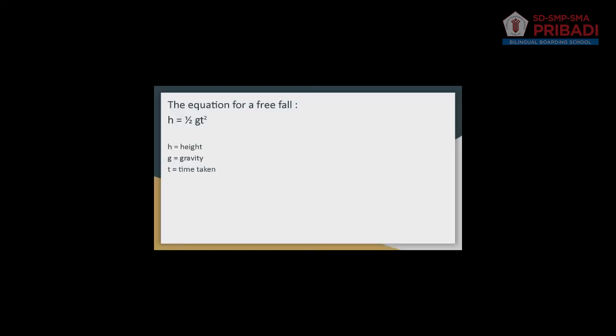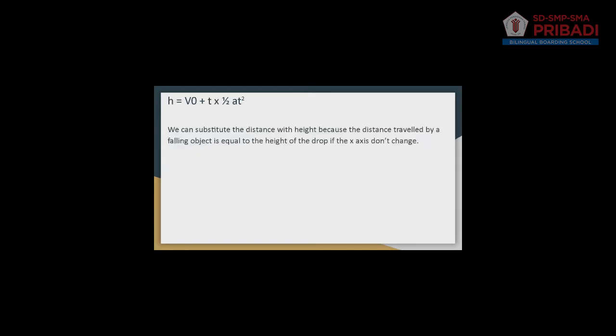Now let's look at the equation for freefall, which is height equals half gravity times time squared. How do we get that equation? First, we look at the kinematic equation, which is distance equals initial velocity times time plus half acceleration times time squared. And we can substitute the distance with height, because the distance traveled by a falling object is equal to the height of the drop if the x-axis doesn't change, which will make the equation like that.